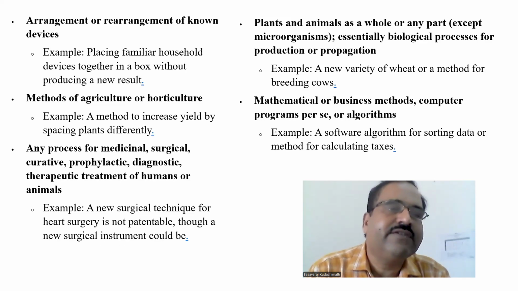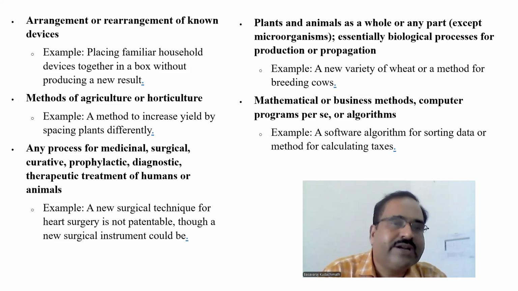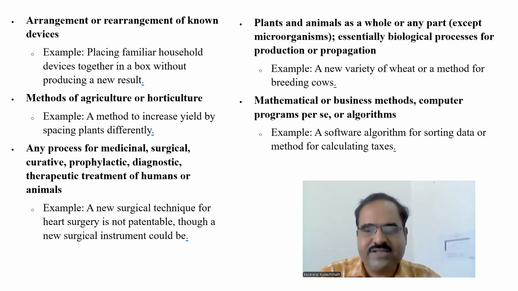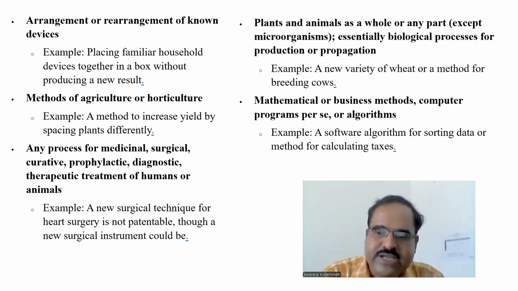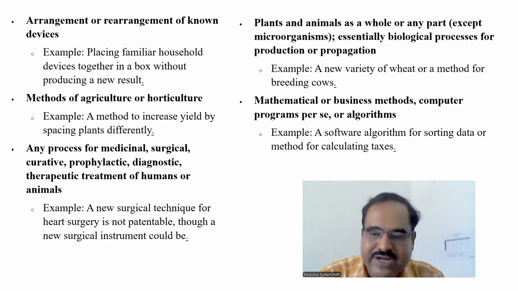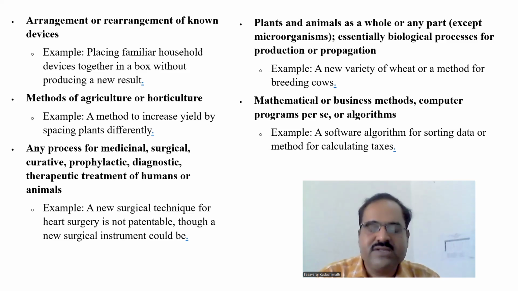The next important thing we can see among the products which cannot be patented is the arrangement or rearrangement of known devices. Example, placing familiar household devices together in a box without producing new results. For example, you have identified a new case where different tools can be presented in a nice manner. That device cannot be patented, because there are already several devices and there is no big science in innovating that. Such things cannot be patented.